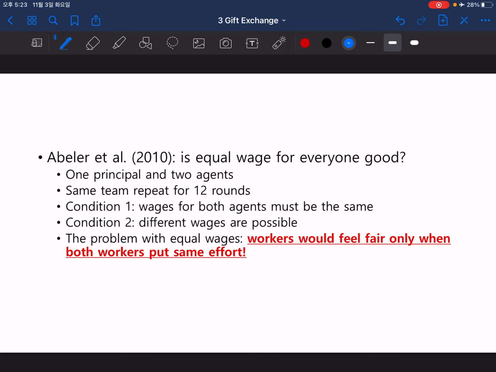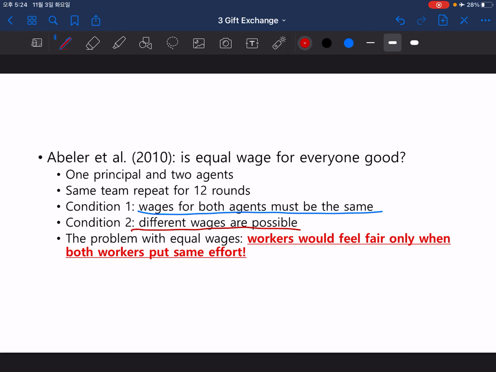In this research, there is one principal and two agents, so one employer and two employees. In the first group, they impose this constraint: when the principal offers wages, the wage for both agents must be the same. So in the first group, both agents are going to get the same amount of wage all the time. But in the second group, wages may be different. If the principal wants, the principal may give a higher wage to one of the agents. So different wages are possible.